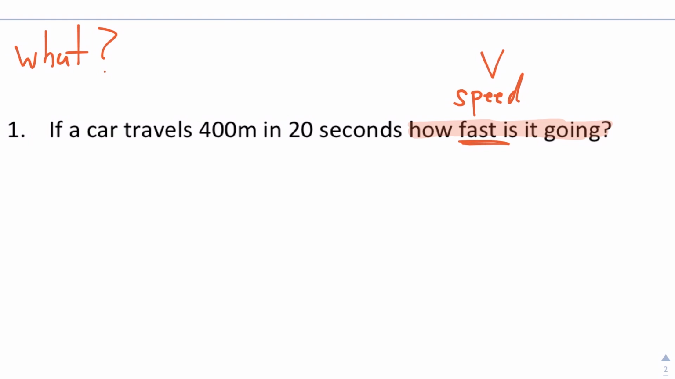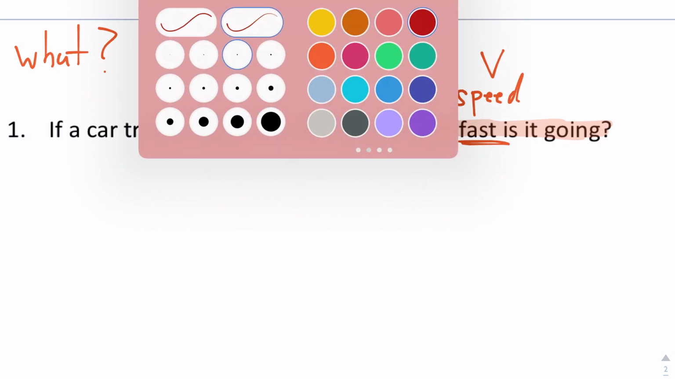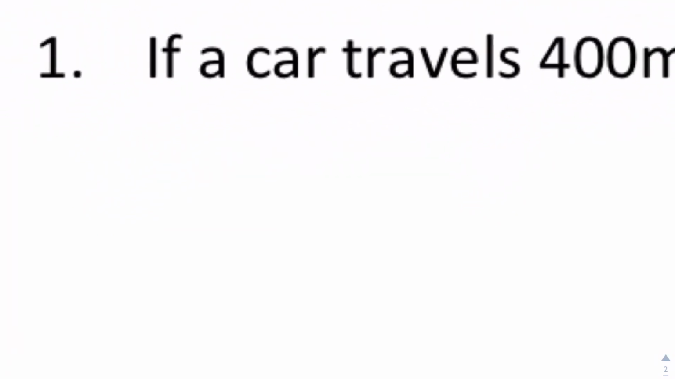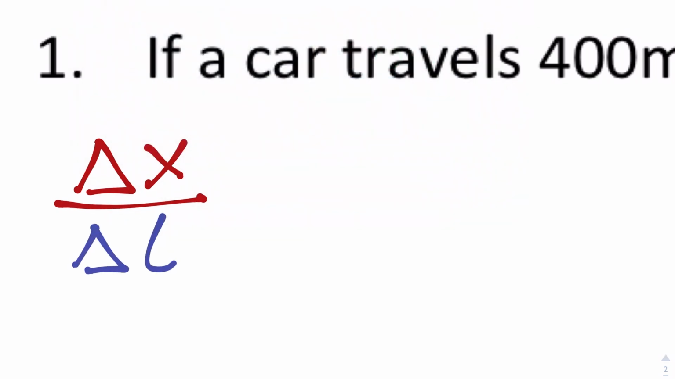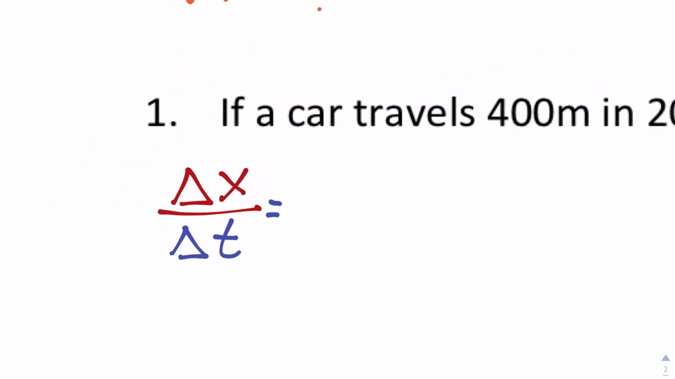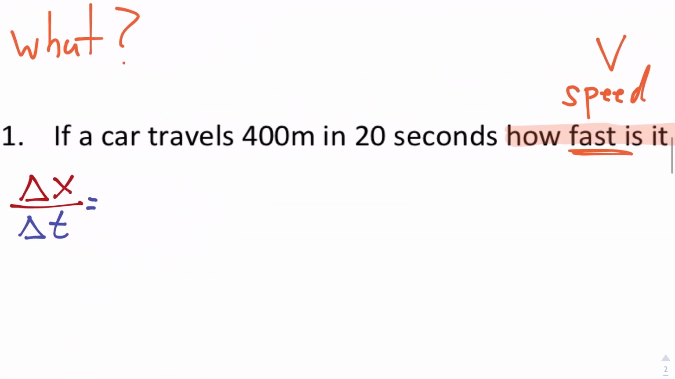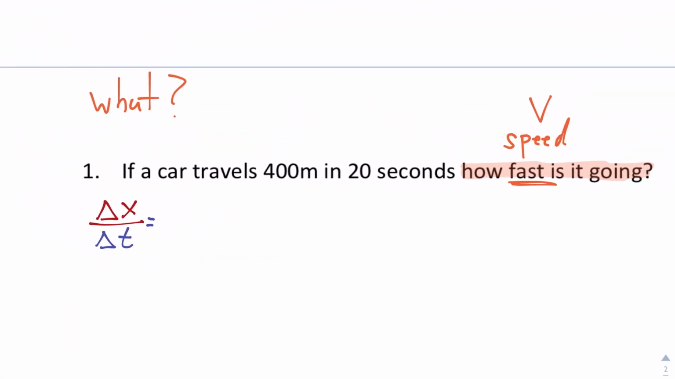Okay, v. The next thing I always want to do is, once I know what it's looking for, I want to write down the equation for what I need. Okay, the equation for speed, we already talked about it. It's delta x over delta t. Distance, or change in position, divided by my time. All right, so let's go back to the equation. Do we see a change in position?